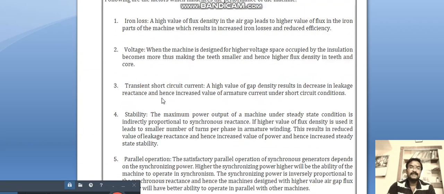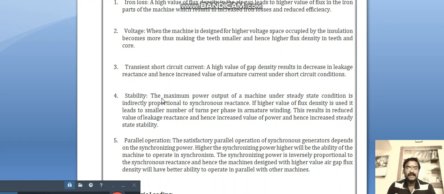So for specific electric loading and specific magnetic loading, we should not go to a very high value. At the same time, we should not go to a very low value. If you go for high values, the losses will be increased. So we must concentrate on these things.